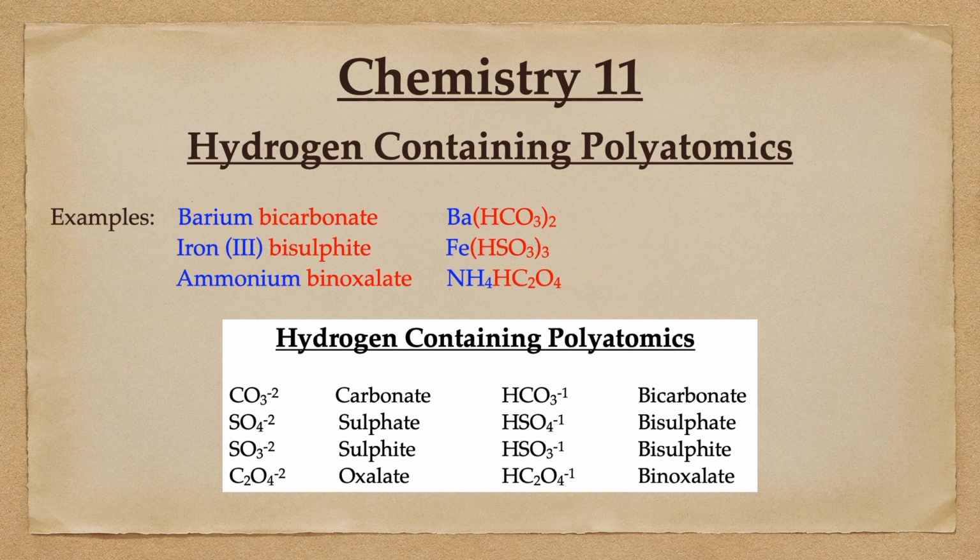The compounds formed then become barium bicarbonate, Ba HCO3, all in brackets with a 2 outside. An iron 3 bisulfite would be Fe bracket HSO3 with a bracket 3. And finally, with binoxalate, ammonium binoxalate would be NH4+, HC2O4. Note that the hydrogens are kept separate.